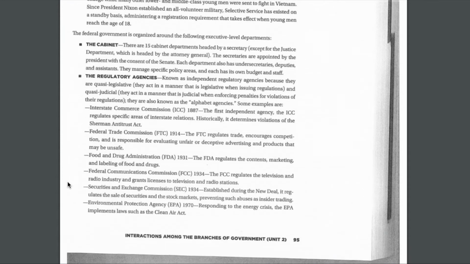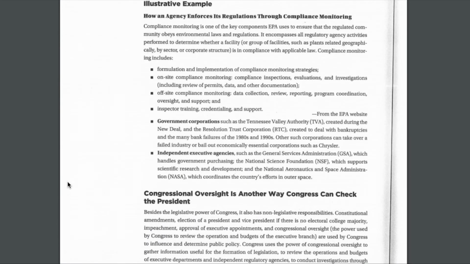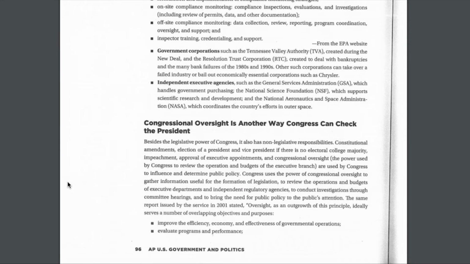And then one of the last big things is congressional oversight, another check on the president and the executive branch. Congressional oversight is the power of Congress to review the operation and budgets of the executive branch, used by Congress to influence and determine public policy. They gather information to form legislation. They review all the budgets. They have committee hearings and investigations, and bring the need for public policy to the public's attention. So they're trying to make sure the executive branch is operating correctly.